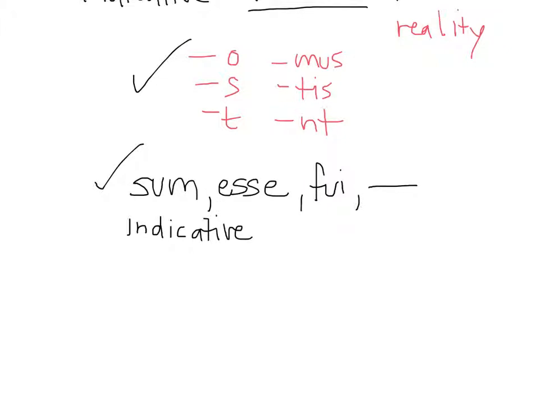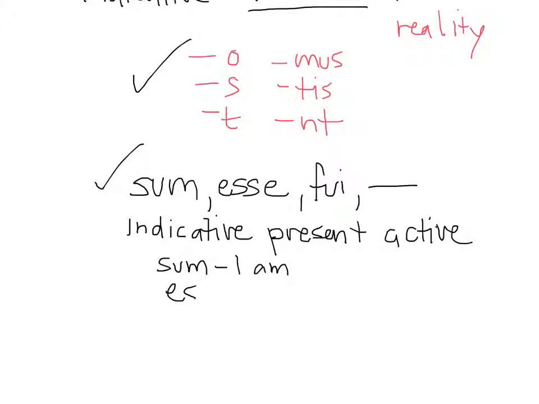The best way to handle the verb to be in the indicative present active is to memorize it. You're going to see it a lot, so you'll have lots of practice with it. The conjugation looks like this. Sum means I am. Es means you are. You can already see that the pattern has been broken. We're not starting with the second principal part. We're not adding o, s, t, mus, tis, nt to it so far.